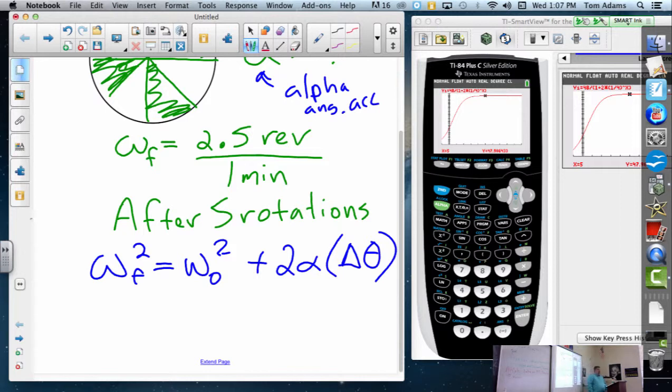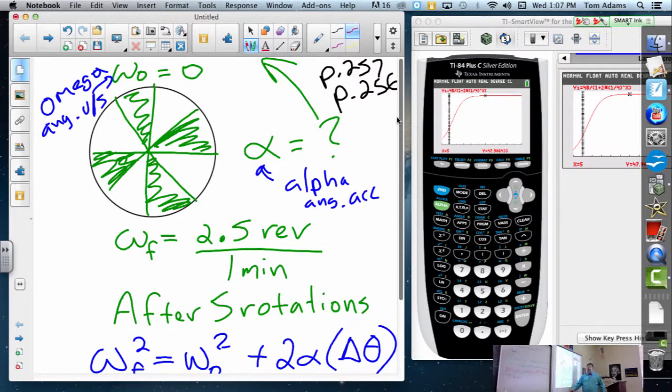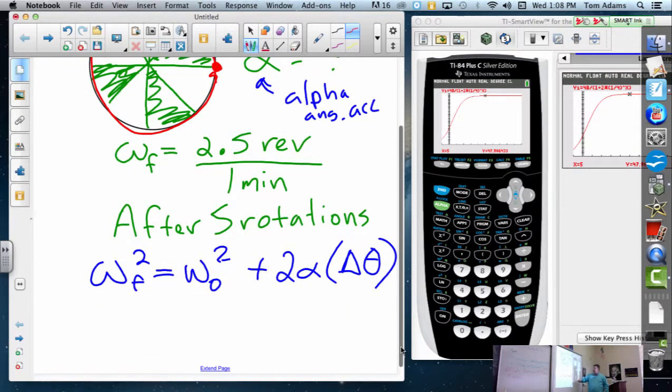Theta represents an angle in radians. Do we know how many radians the merry-go-round rotates? Yes, 5 revolutions. Let me ask you a question. I do 1 revolution or rotation. How many radians is that? 2 pi. I do that 5 times. What was my initial position? 0. And then I moved 5 times 2 pi.